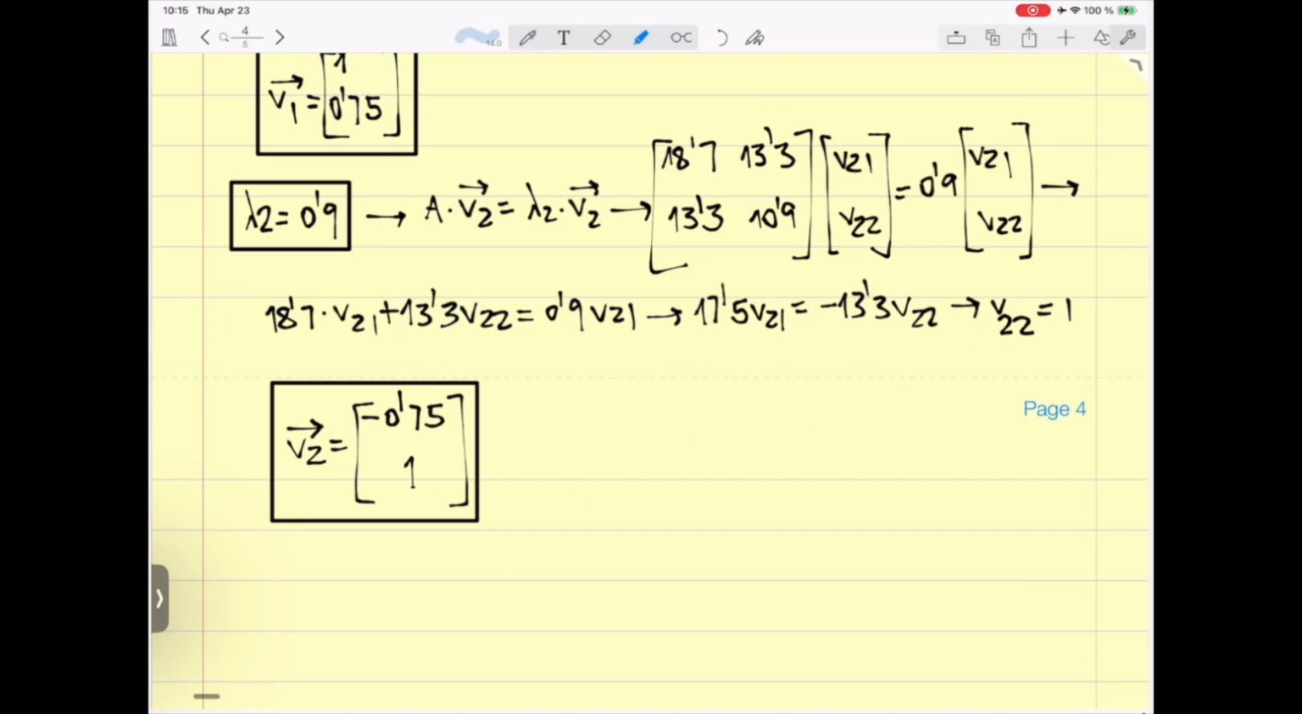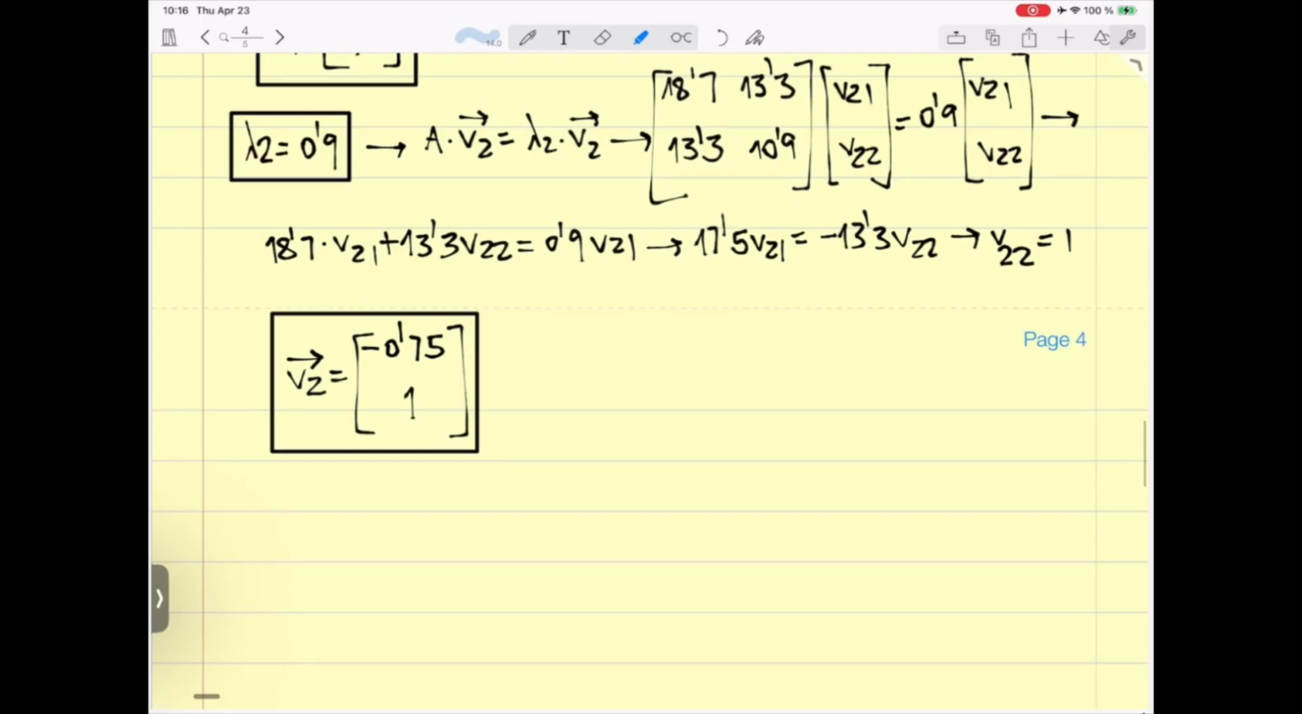One question always comes: I fix this, so I put here a 1, and then the other just results automatically. If I fix the other one, it's just a different length of the vector, but it's the same direction. So what this means geometrically is the following, okay?